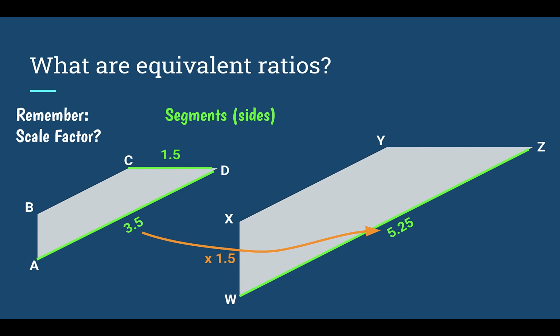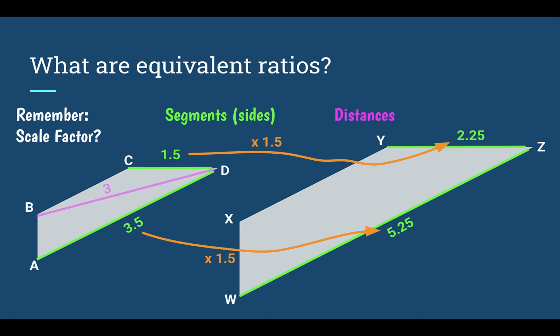No matter what segments we chose, if we chose the corresponding segment, we should have had to multiply by that same scale factor. So 1.5 should have gone to 2.25. Even if we chose distances across the shape, B to D was 3, now it's 4.5. We multiplied by that same scale factor.